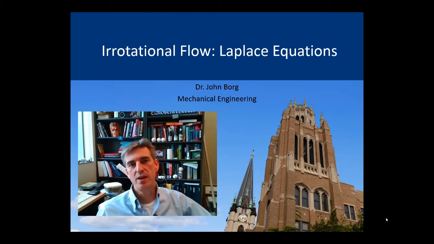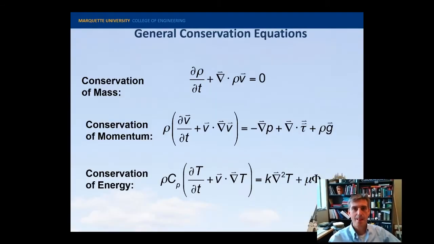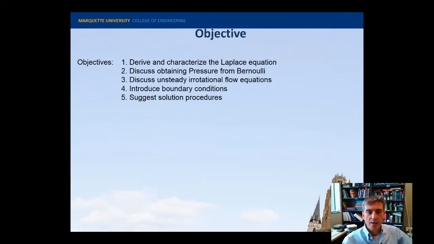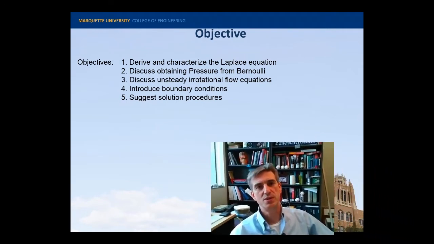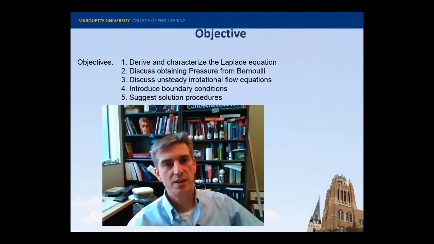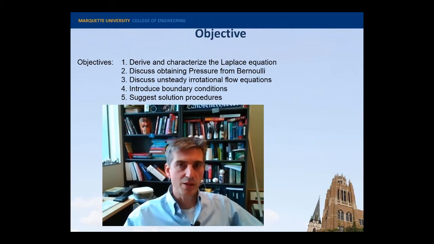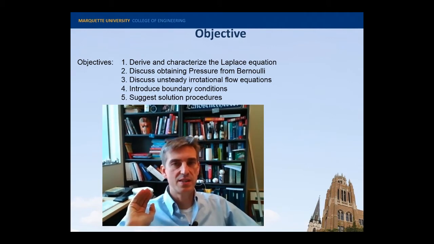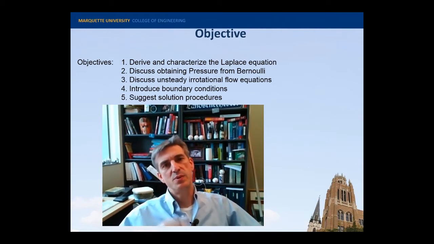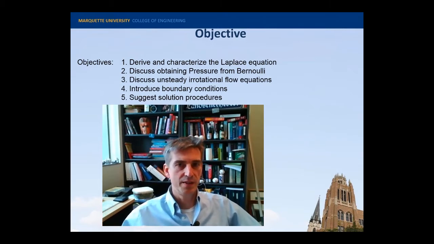So we're going to continue in our series of irrotational flow lectures by talking about the Laplace equations today. The objectives of this lecture are to derive and characterize the Laplace equations, and then to show how we can obtain the pressure using the solution from the Laplace equation. The Laplace equation gives us the velocity field. And then if we take that velocity and insert it into the Bernoulli equation, we can get the pressure field.